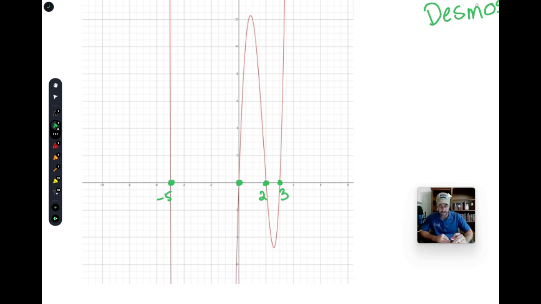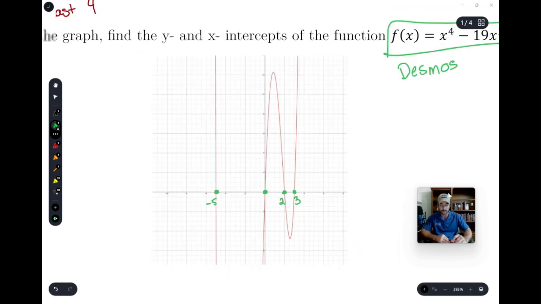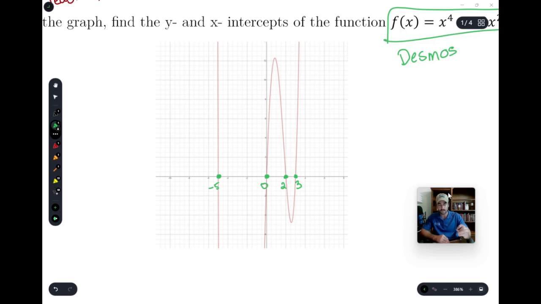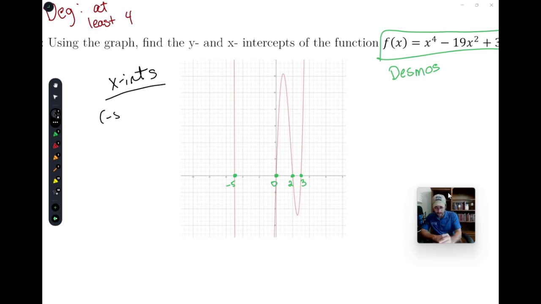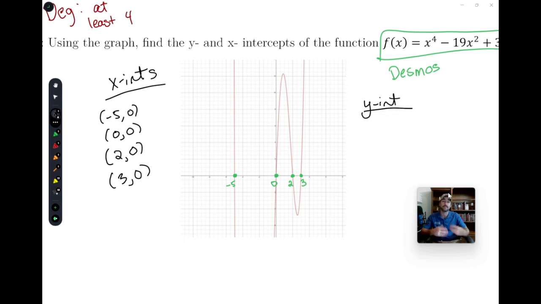Looks like each square is about a quarter of a unit. And this one's at 0. And so we've got 4 x-intercepts. So the x-intercepts look like they're (-5, 0), (0, 0), (2, 0), and (3, 0). And then the y-intercepts, there's only one y-intercept, otherwise it wouldn't pass the vertical line test, wouldn't be a function. Looks to be (0, 0).